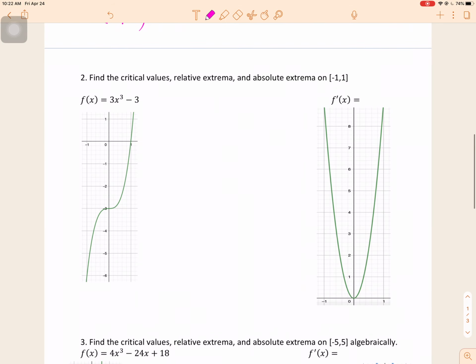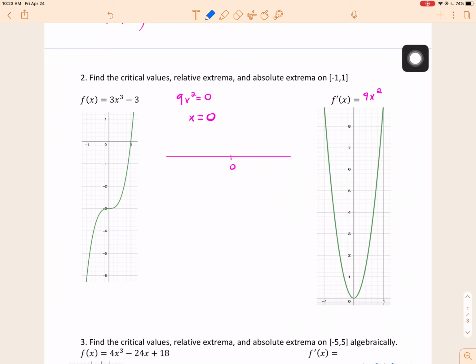Find all critical values, relative extrema and absolute extrema between negative 1 and 1. So your function here is 3x cubed minus 3, so your derivative is 9x squared. Right, the constant doesn't matter. So set the derivative equal to 0, and you get x equals 0. Let's do our first derivative test.